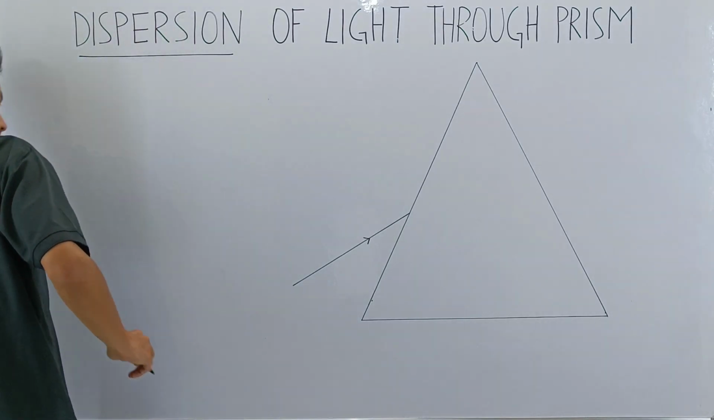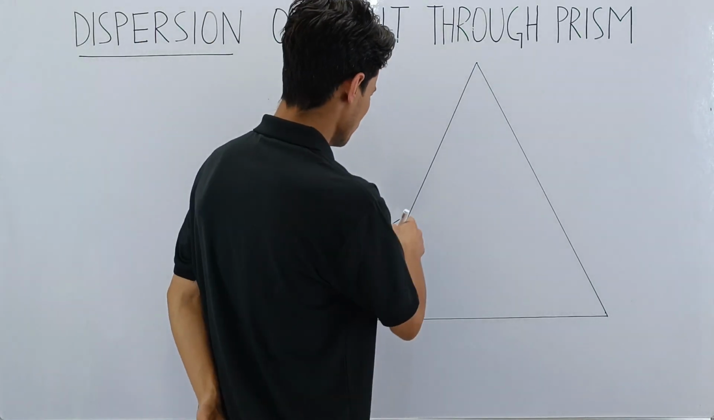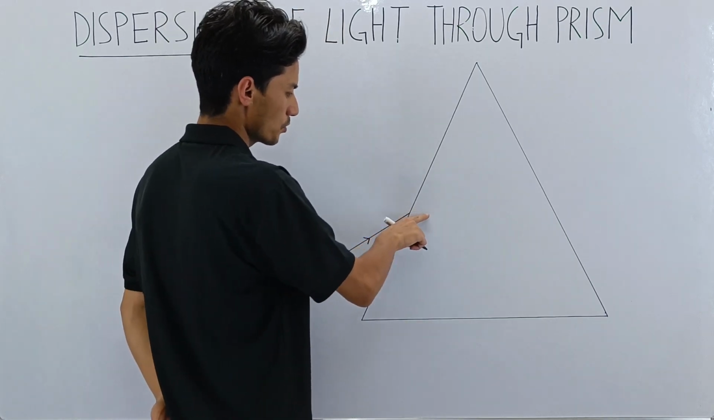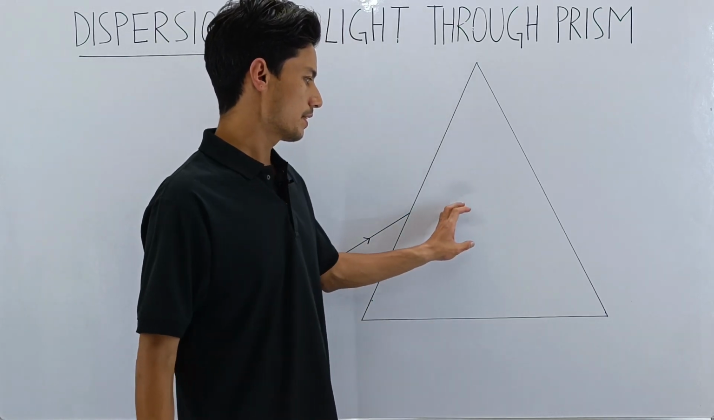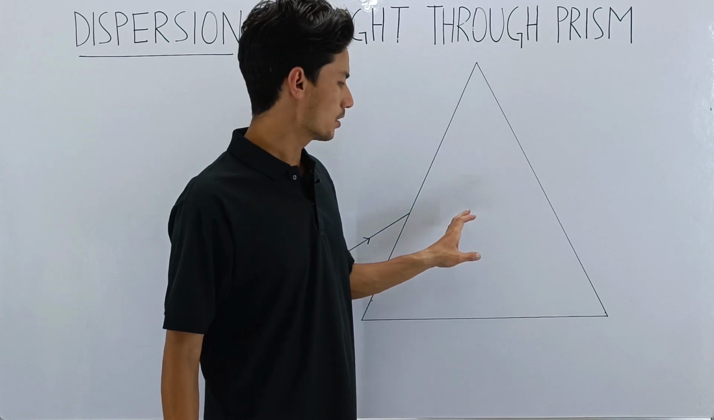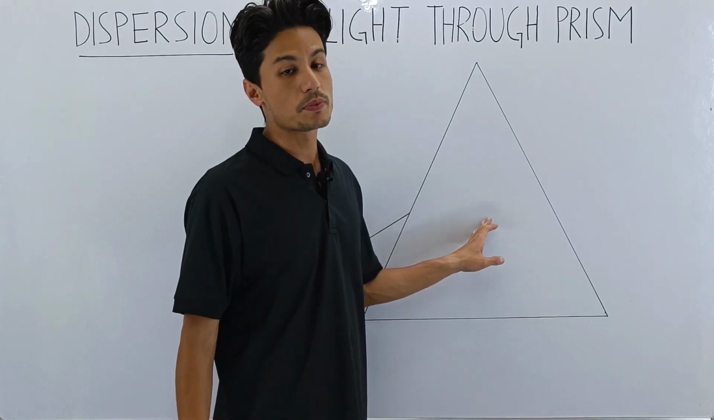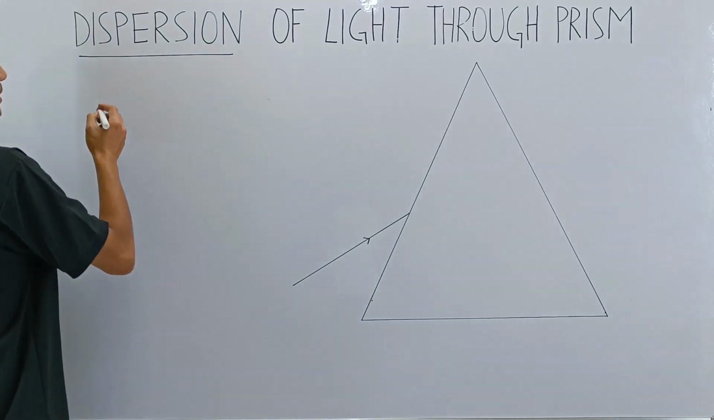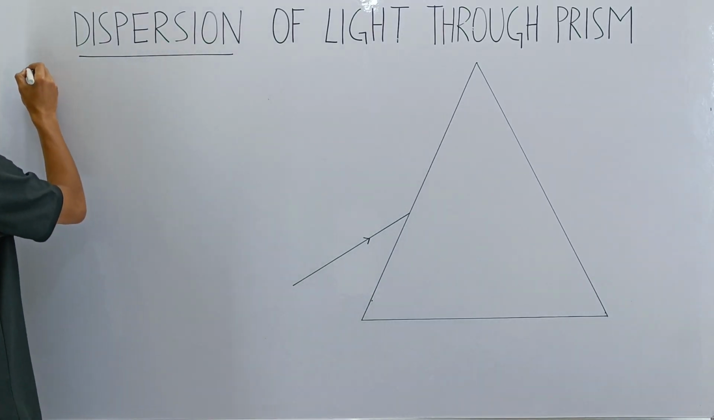Now this ray will pass through the prism, and when it passes through the prism, it will undergo dispersion. It will undergo splitting. So first of all, let us write what dispersion is. Let us write the definition of dispersion of light. So, dispersion.